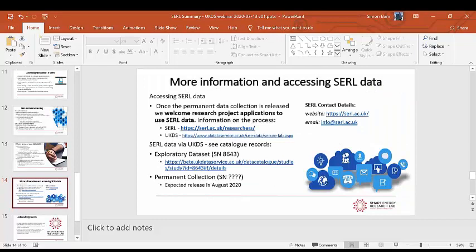If you need more information on SERL, there are some links to our website there. You can also see some quite detailed information about the data via the UKDS catalogue records. So the exploratory data set has got study number 8643, and there's a link to it there. And as I say, that information will get updated with our second release later in July. So if not all of the documentation you need is there now, it will be within the next couple of weeks. And then the permanent collection will follow fairly shortly. And on the right-hand side there, you've got the website address and an email address if you've got any questions and you want to contact us after this webinar, please do so.